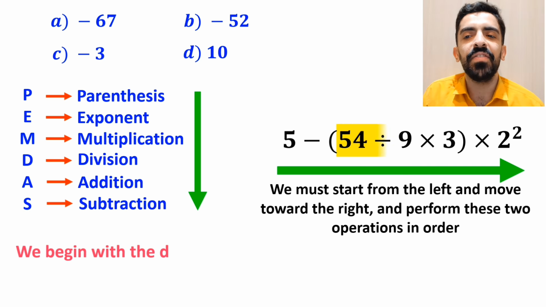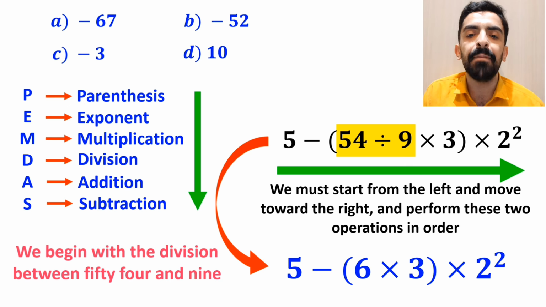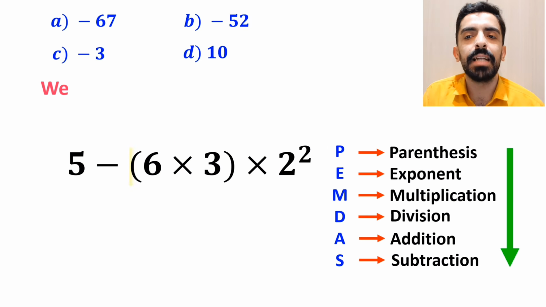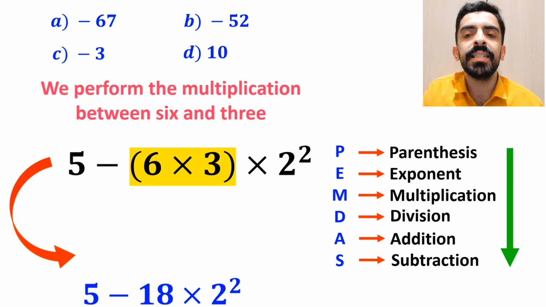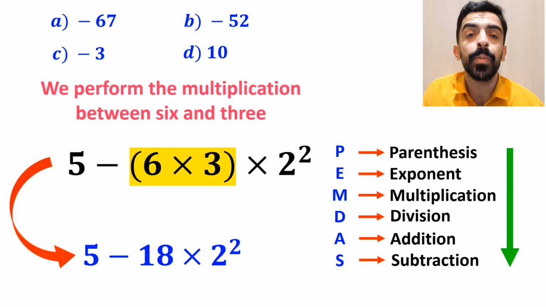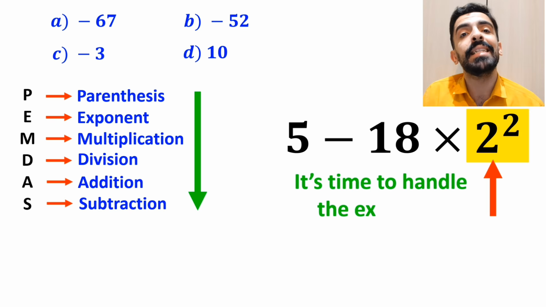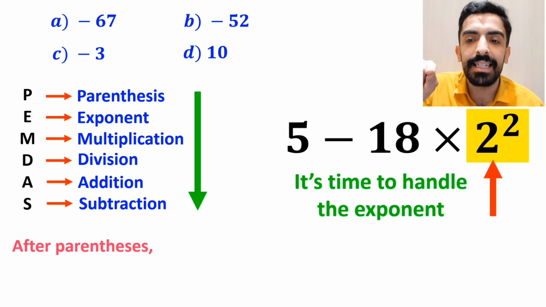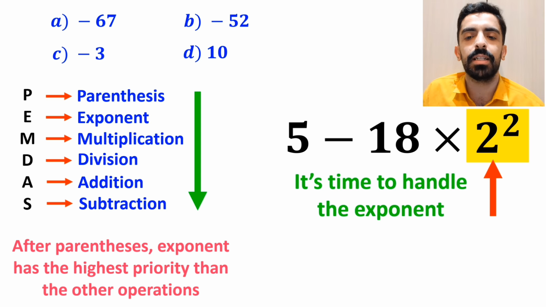So, we begin with the division between 54 and 9. And this expression simplifies to 5 minus 6 times 3 inside the parentheses, then multiply by 2 squared. And the next step, we perform the multiplication between 6 and 3, and write this expression as 5 minus 18 multiplied by 2 squared. And the following step, it's time to handle the exponent because according to the PEMDAS rule, after parentheses, exponent has the highest priority than the other operations.